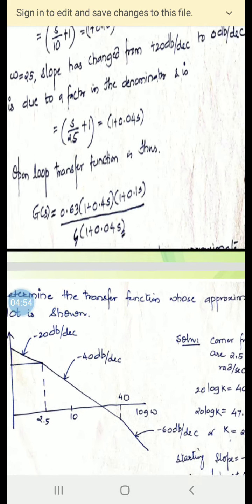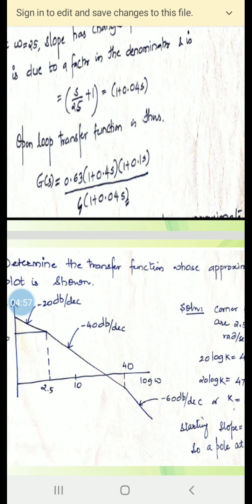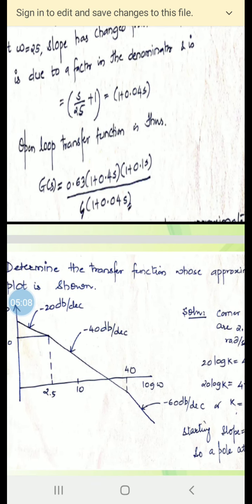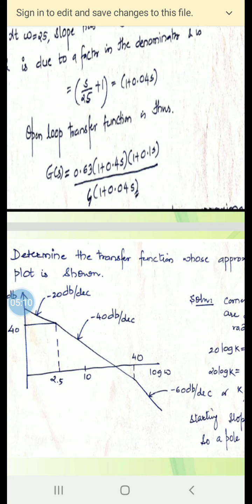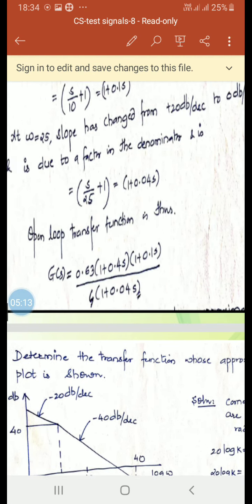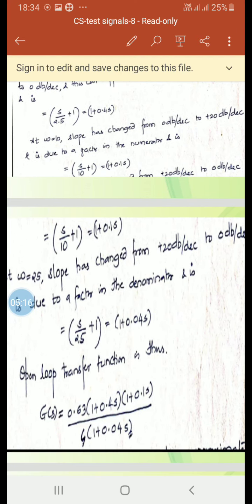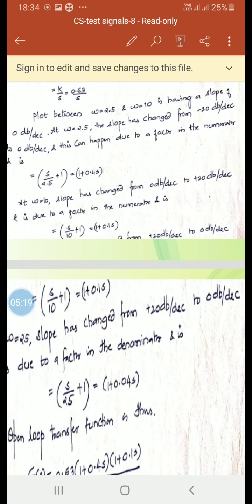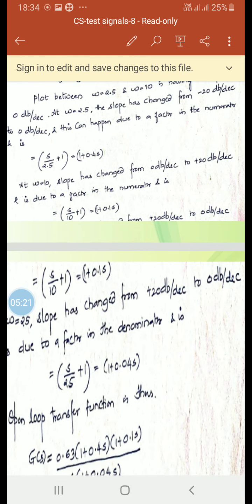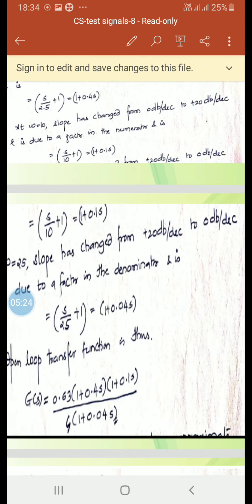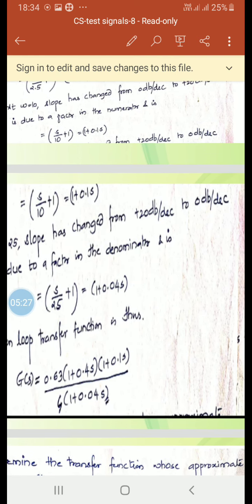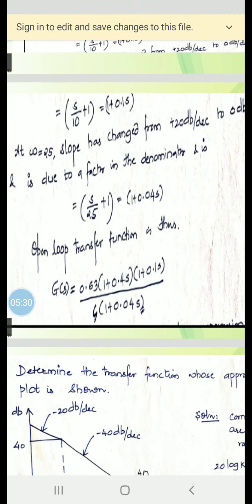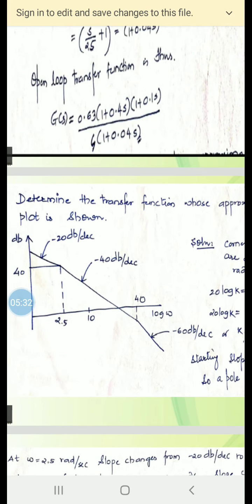So the open loop transfer function is thus G of s equals 0.63 into (1 plus 0.4 s) into (1 plus 0.1 s) divided by s into (1 plus 0.04 s). So is it clear? When the slope has changed from 0 to minus, it is a factor in the numerator. If it is changing from plus to minus, it is in the denominator. Okay, next we'll take one more problem.